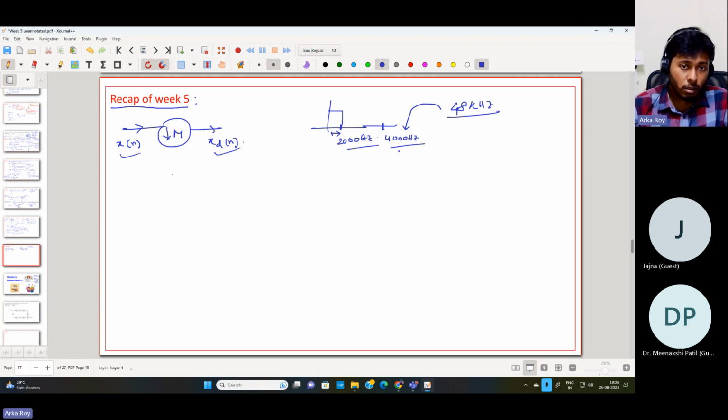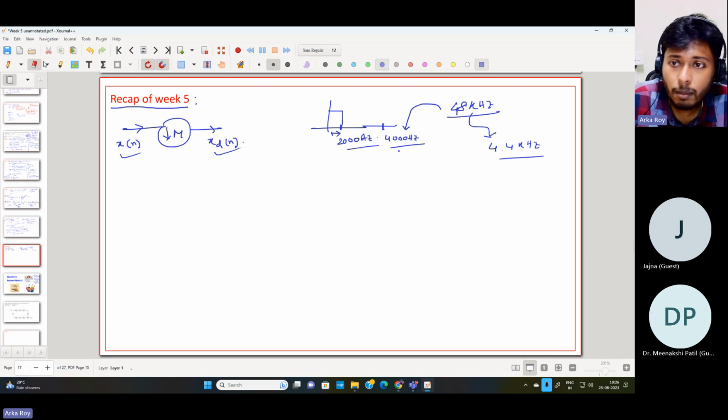In this particular course on discrete time signal processing, we are concerned with downsampling or upsampling by an integer factor. It may so happen that you are working with some representation where you need to downsample the signal to 4.4 kilohertz, or let's say you have to work with 4.1 kilohertz.